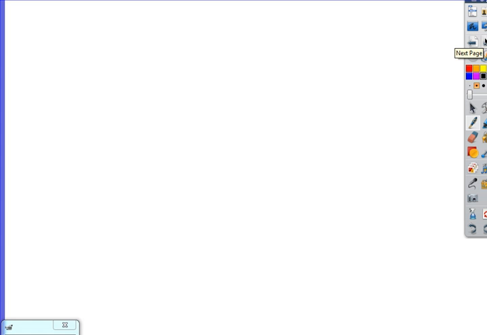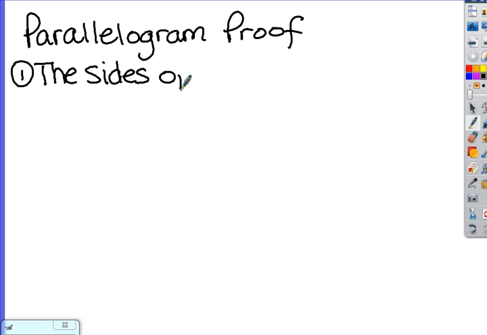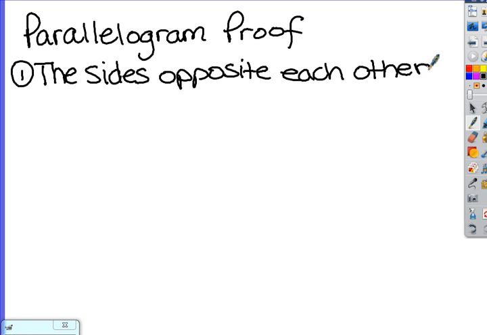Next, we're going to talk about parallelogram proofs. These are 4 proofs that deal with parallelograms. We're going to use these proofs to solve a problem later on. Number 1, the sides opposite each other have equal length.